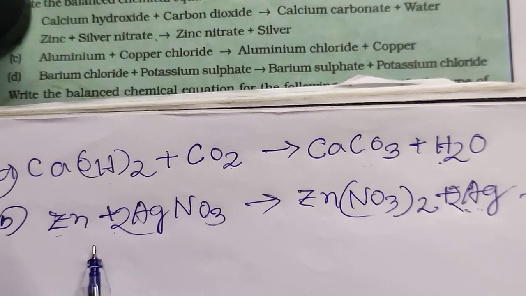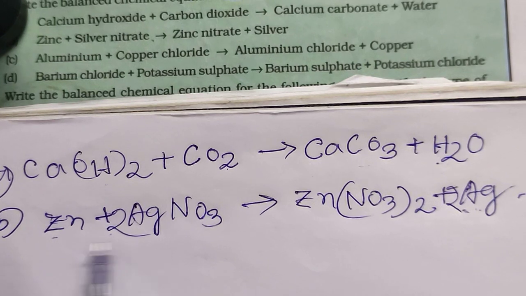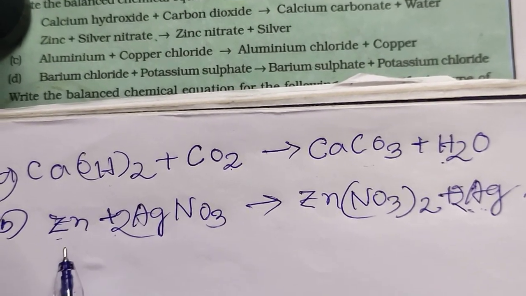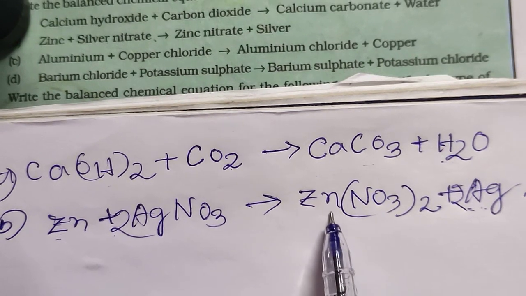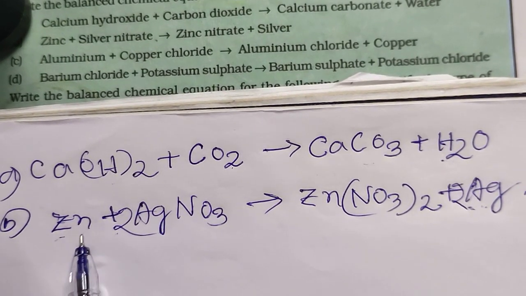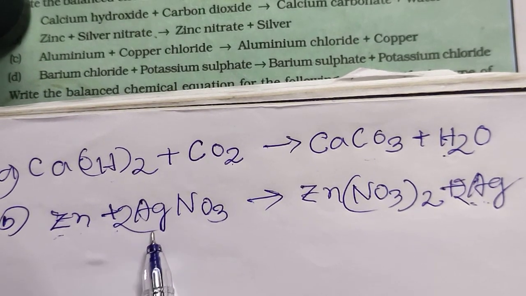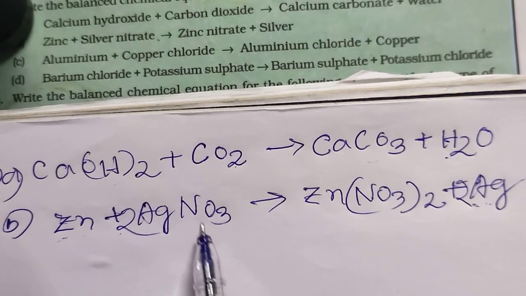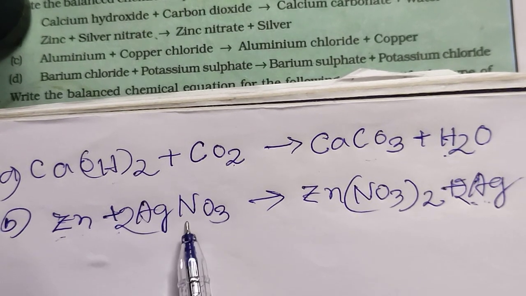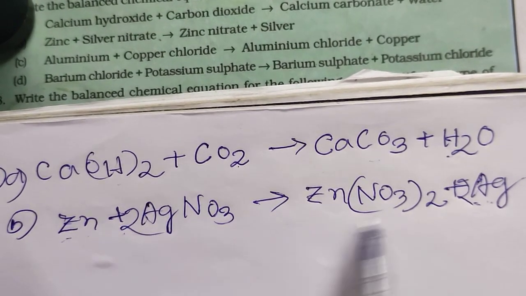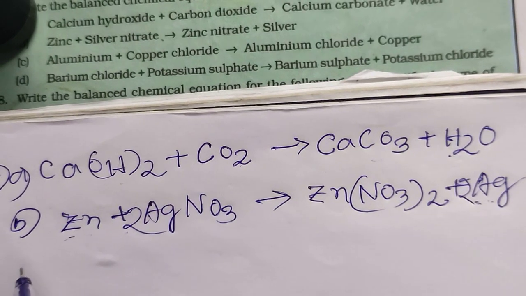Now count again the numbers of atoms in the reactant and in the product. In the product the number of zinc atoms is 1, and in the reactant the zinc number is also 1. Then silver: the number of silver atoms on the reactant side is 2, and here also 2. Next, NO3: the number of nitrate polyatomic ions is 2 here and also 2 here. That is why it is balanced.